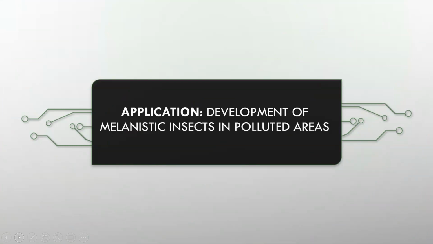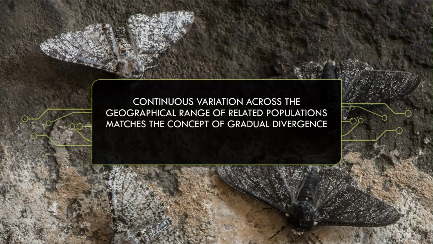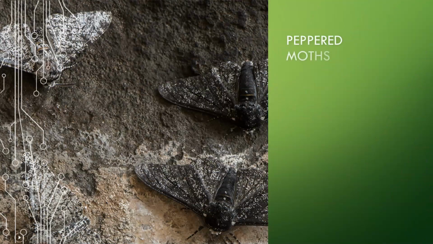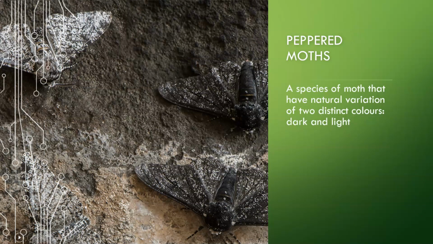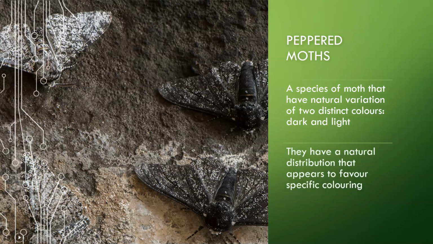Our next application is the development of melanistic insects in polluted areas. And to look at this, we are going to look at continuous variation across the geographic range of related populations that match the concept of gradual divergence. Okay, so we're going to look at some moths, the peppered moth. And the peppered moths are found in the UK. It's a species of moth that has natural variation of two distinct colours, so they can be light and they can be dark. Okay, and you can see a light and a dark moth in the diagram there. They have a natural distribution that appears to favour a specific colouring.